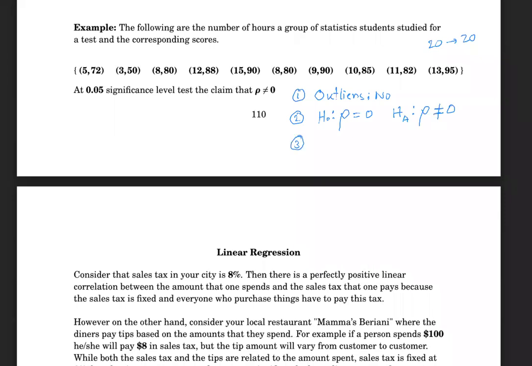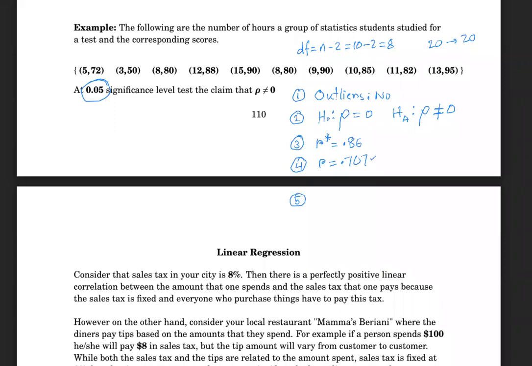Step number 3, your test statistic R star, which is 0.86, isn't it? That's what you got. Now, step number 4, your critical values for R, which happens to be also 0.707, because your degrees of freedom is n minus 2. We have 10 pairs of data, 10 minus 2, which is 8. And alpha happens to be also 0.05, the same alpha as the last one. So that's also the same.